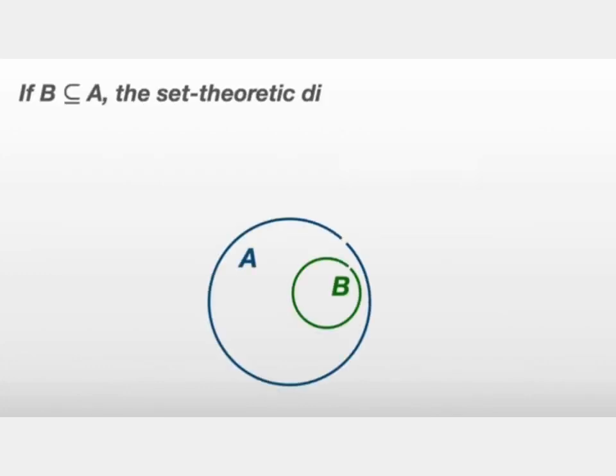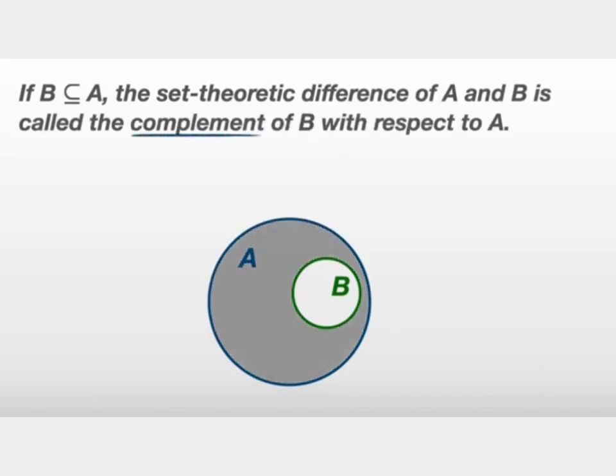If B is a subset of A, the set-theoretic difference of A and B is called the complement of B with respect to A. It's usually denoted with a superscript C above the subset B, or as C with B in brackets, like a function.